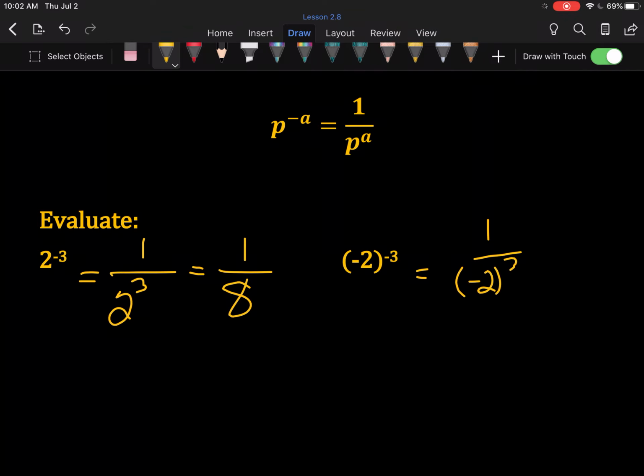We can do the same thing with a negative base. The negative base does not change. It stays negative. Only the exponent gets to become positive when you throw it in the denominator. -2 to the third power. -2 times -2 is +4. +4 times -2 is -8.